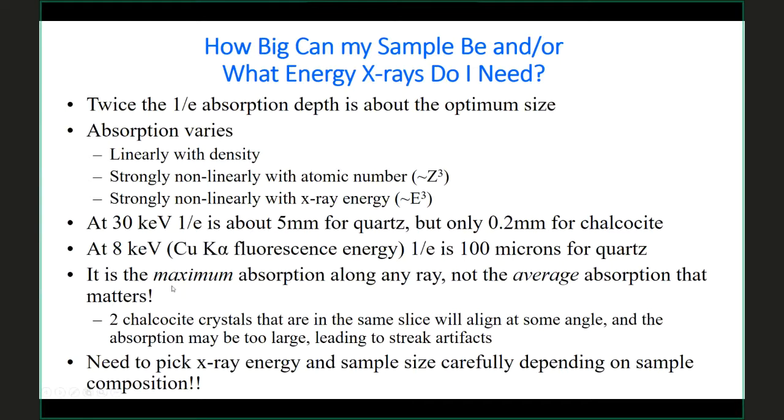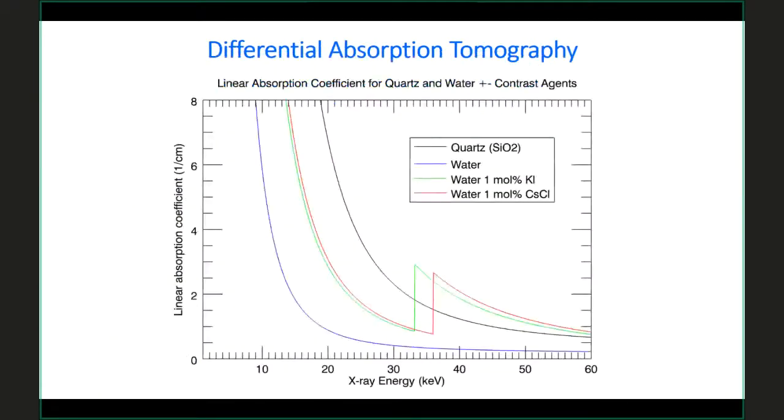And remember, it's the maximum absorption along any ray that matters, not the average absorption. So if you had 2 chalcocite crystals in the same slice, they will line up at some angle, and that may cause the absorption to be too large, which would lead to streak artifacts. So you've got to pick your X-ray energy and sample size carefully.